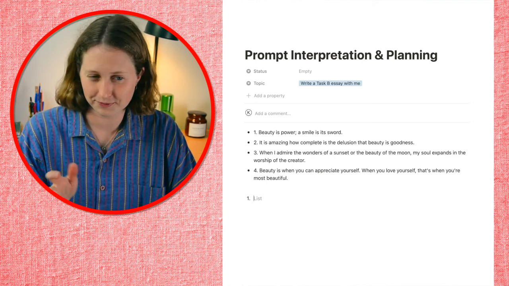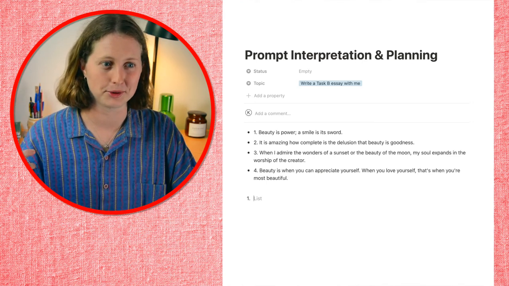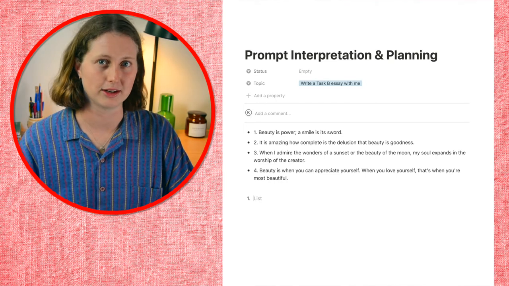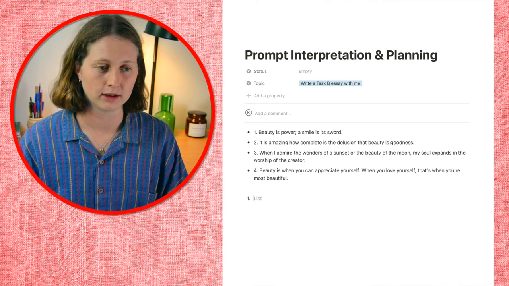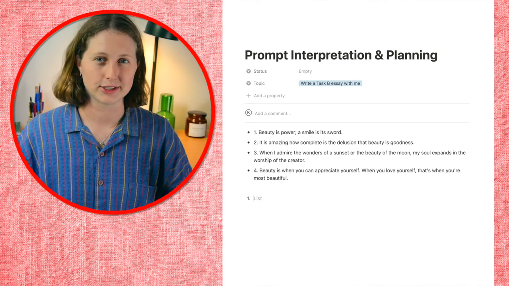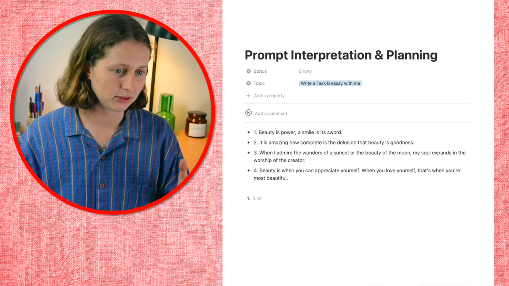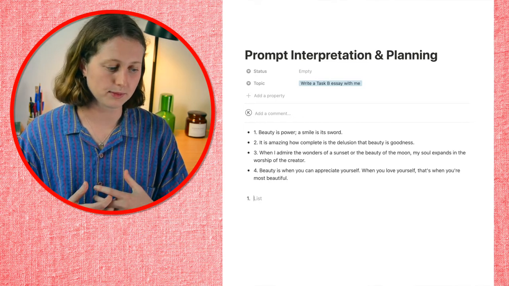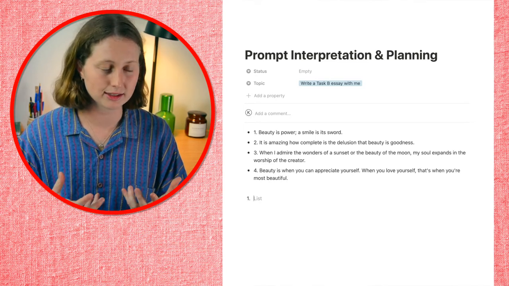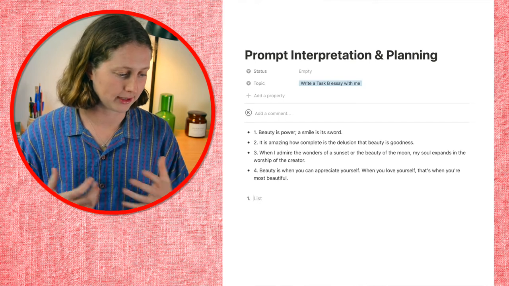Okay, that's kind of dangerous. It's looking at beauty as not necessarily a good thing, because a sword implies a weapon, which usually has negative connotations to it. At least I think so. It could also be powerful, but to me, a sword is quite violent. So that's how I interpret it.